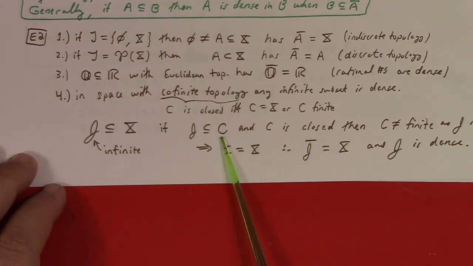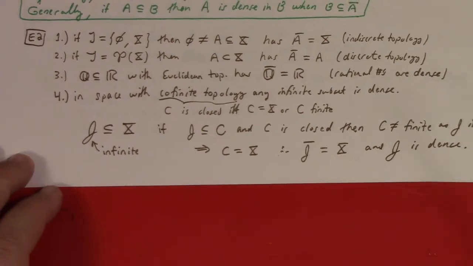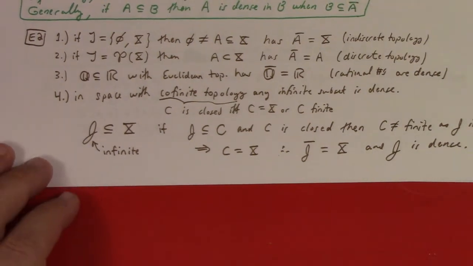Because you can't have a finite set contain an infinite set, right? So that means C is not finite, and therefore the closed set which contains J must in fact be the whole space. Therefore, the closure of J is X itself, and J is dense.